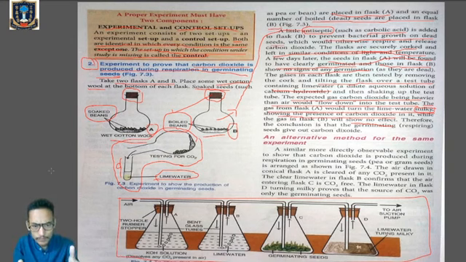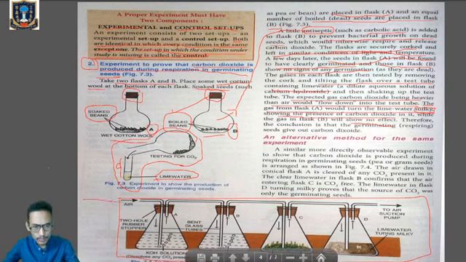Flask A contains potassium hydroxide solution. KOH means potassium hydroxide solution, so that it can absorb the carbon dioxide present in the air. So you can see the air being introduced into the flask. Can you see over here? The air is being introduced into flask A.